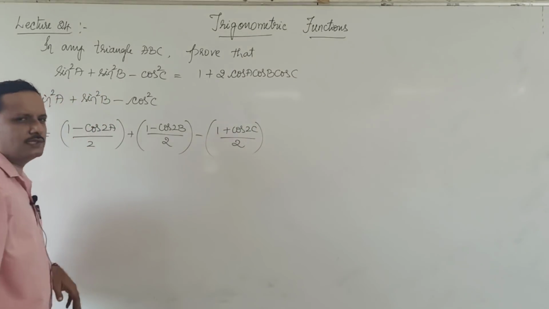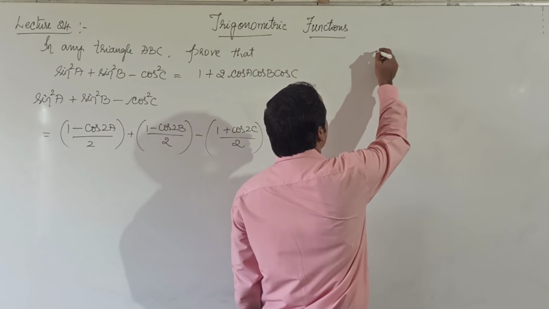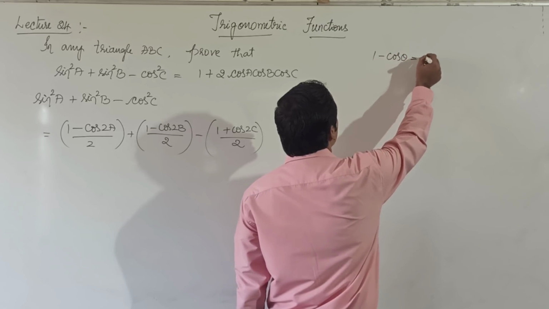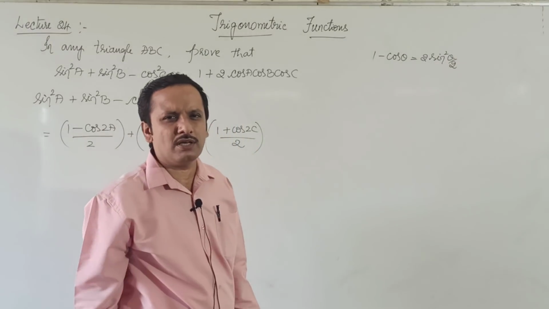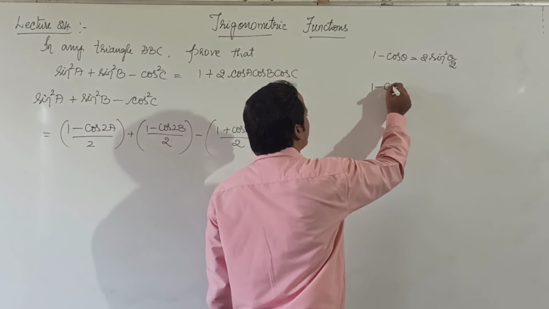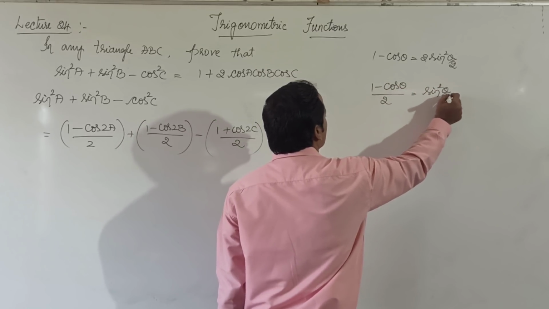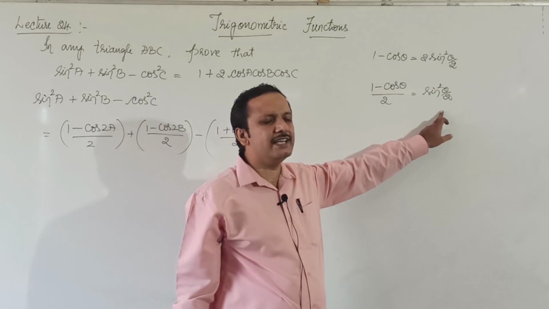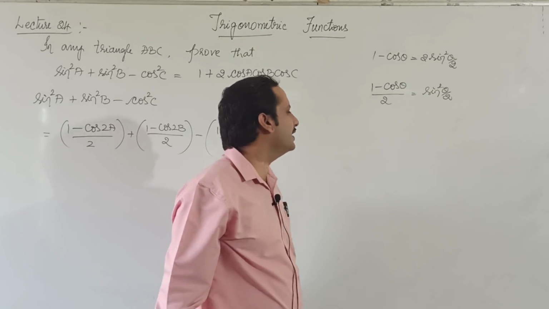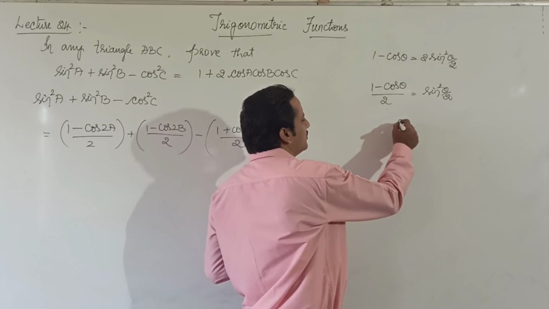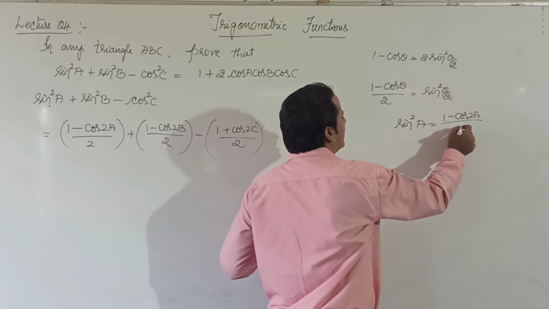From where did we get all this? You know this formula, that is, what is 1 minus cos theta? 1 minus cos theta is equal to 2 sin square theta by 2. Right? Do you know this formula? Yes. Okay, fine. So that means 1 minus cos theta by 2 is equal to sin square theta by 2. So I can write sin square theta by 2 as 1 minus cos theta by 2. Now what happened here is, in place of theta by 2 we have A. So sin square A will be equal to 1 minus cos 2A by 2.